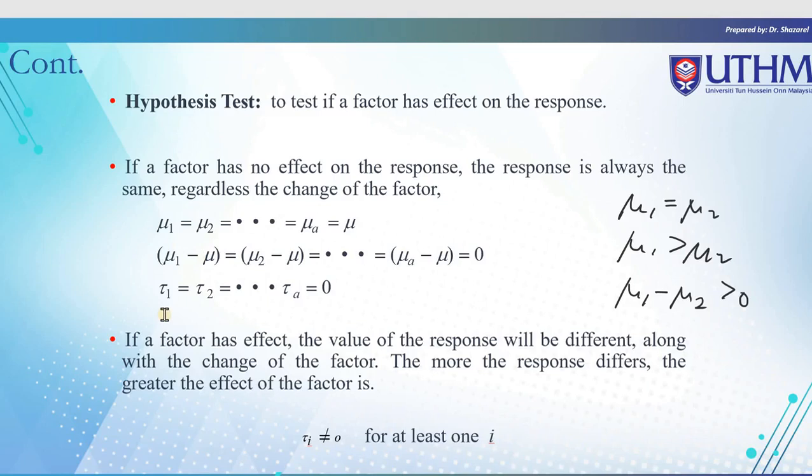Okay, the first level effect, and so on until level A. The same thing, it is equal to 0. That means all the effects are equal to 0, so this is our null hypothesis. If the factor has an effect, the value of the response will be different along with the change of the factor. That means the factor gives a significant effect on the response. And the more the response differs, the greater the effect of the factor is. So that is what we're going to test.